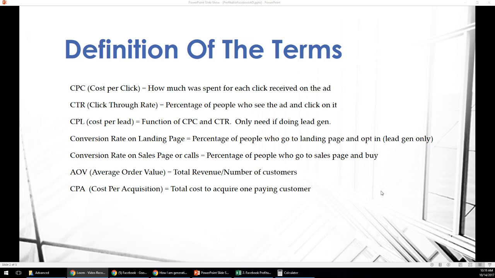And the cost per acquisition is literally what it sounds like. It's the total cost to acquire one paying customer. So that includes the ads that we run and everything else that goes into that we want to calculate. I forgot to mention that average order value is going to come down to total revenue divided by number of customers.